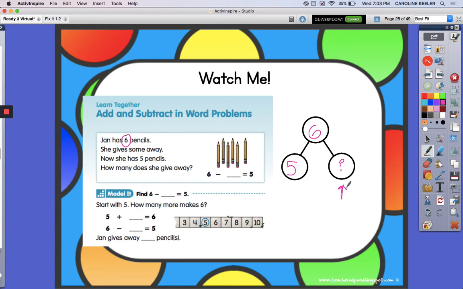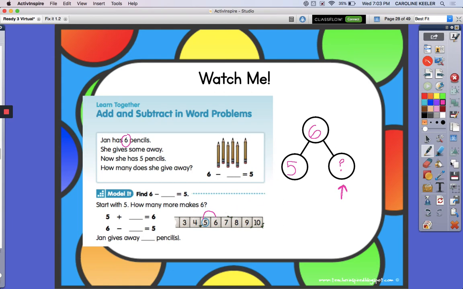I can use addition to help me solve this problem. I'm missing an addend. Now I could start with 6 in my picture and I could take away 5 and see what I'm left with. Or I could start with 5 and see how many more I need to get up to my whole. So let's take a look. I'm going to start with 5 and I'm going to jump until I get up to 6. Let's see how many jumps I had to make.